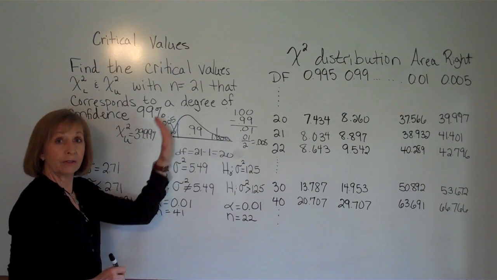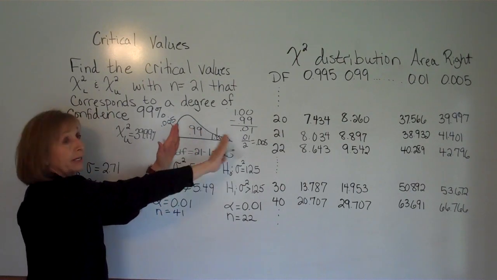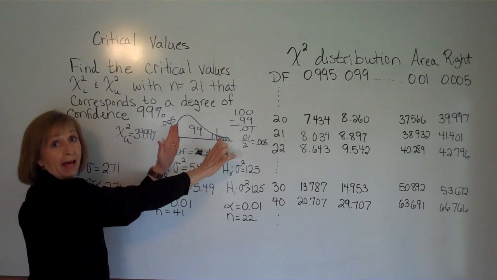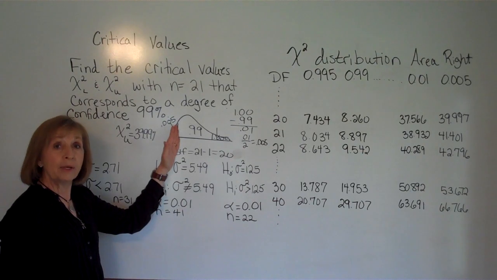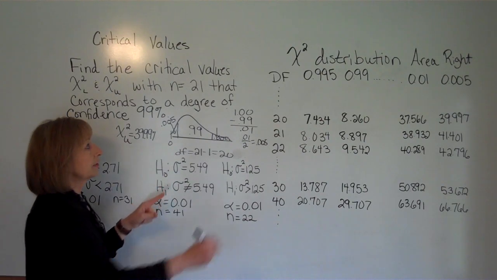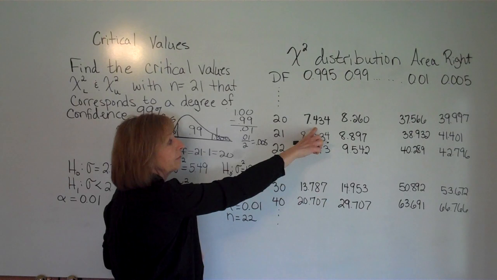For the chi-squared left, the smaller one, the area right of that is the 0.99 plus the 0.005. So I'm going to look under the heading that says 0.995. The other way you could think about that is 1 subtract 0.005 is still 0.995. So we're going to look under 0.995 across from 20, and we get 7.434.